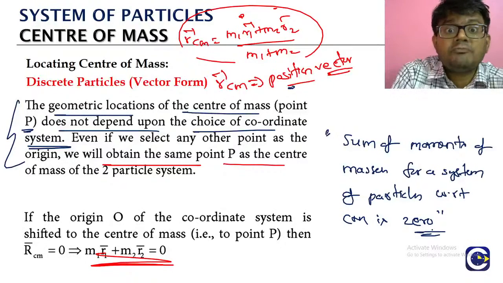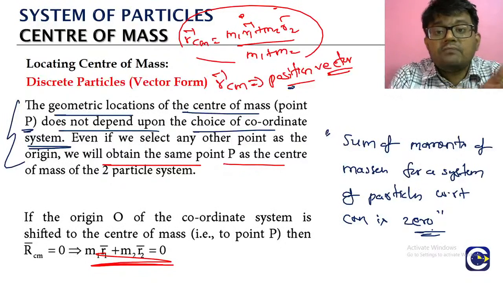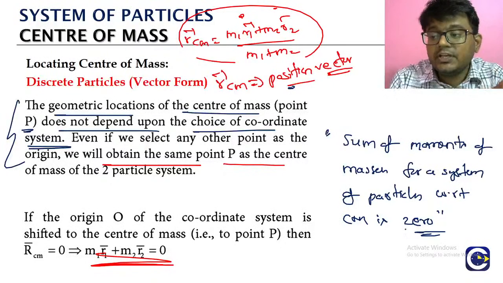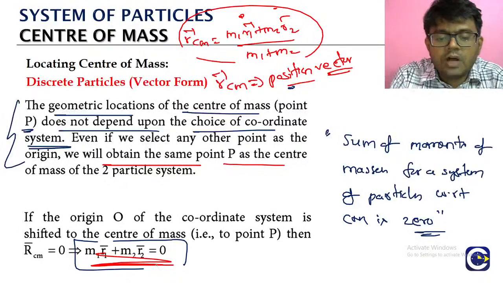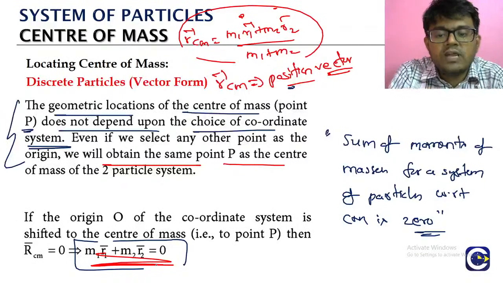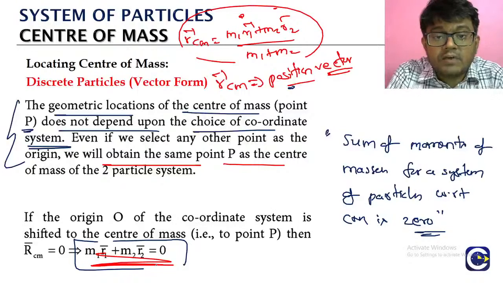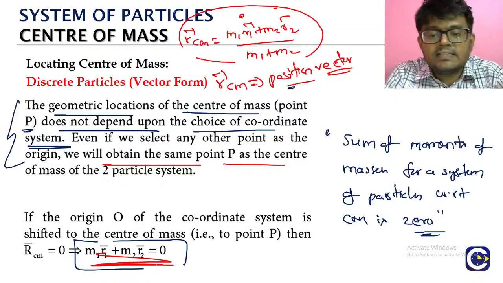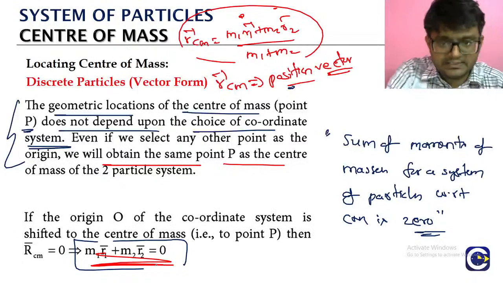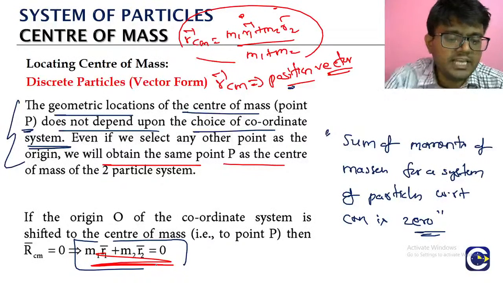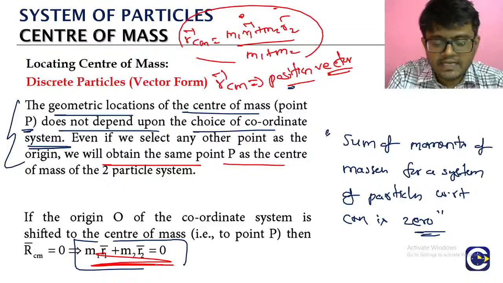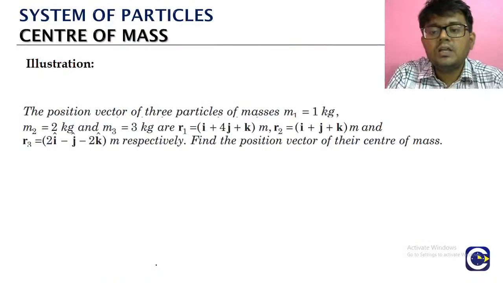Remember, what does moment of mass mean? What we said, M1 R1 bar, that is the moment of mass. If you take the origin itself as the center of mass, then what is the value of all those M1 R1 bar? Like in this case we have two particles. If you add up M1 R1 bar plus M2 R2 bar, it means 0. Why? Because we are taking the origin itself as the center of mass. So this is another important result about the center of mass location in terms of the position vectors.